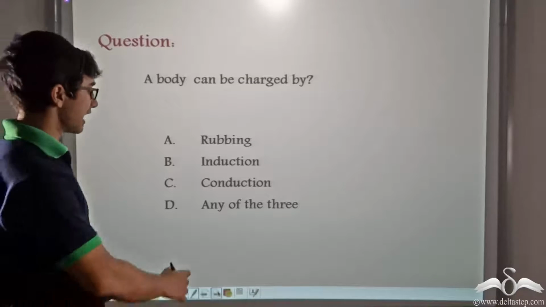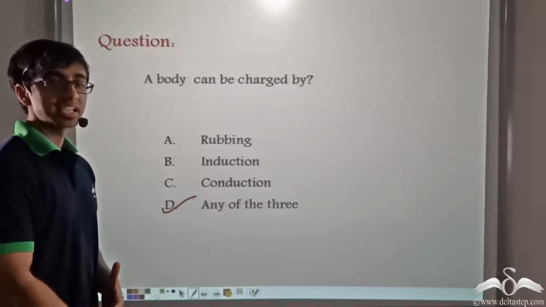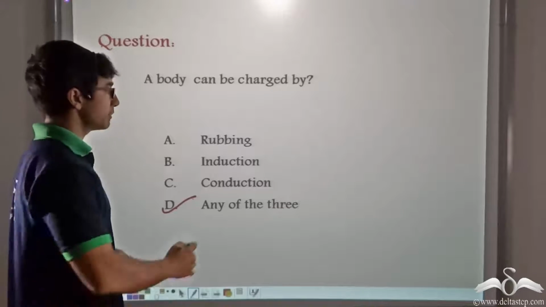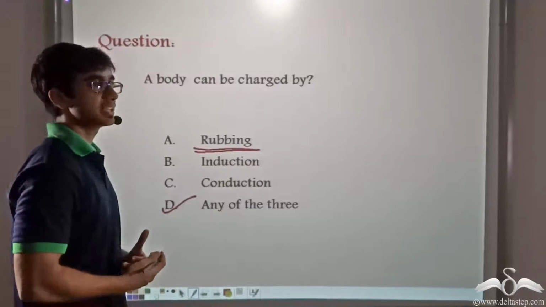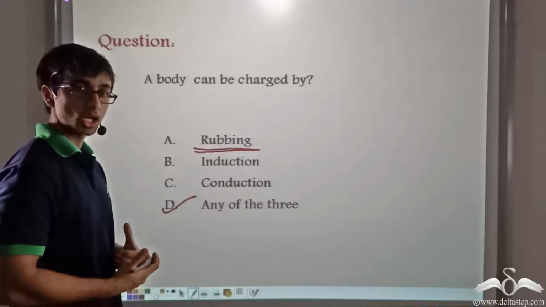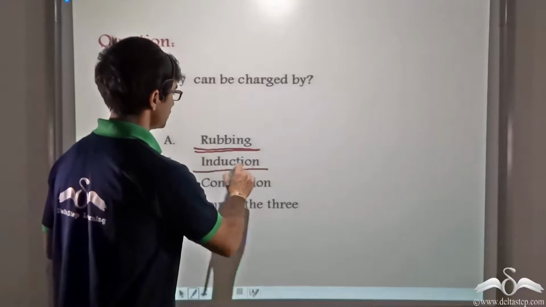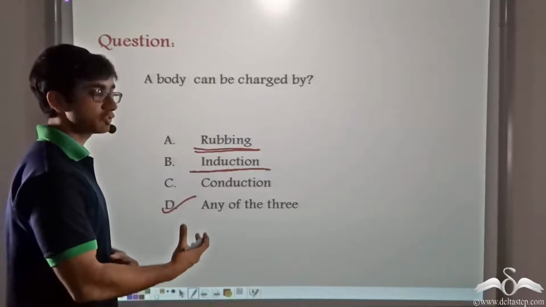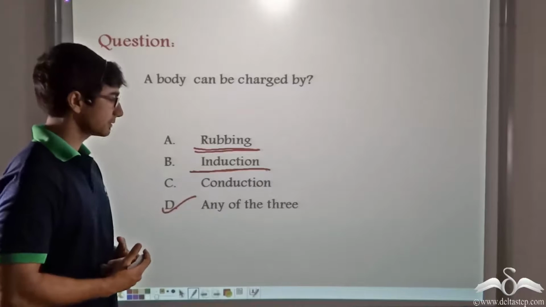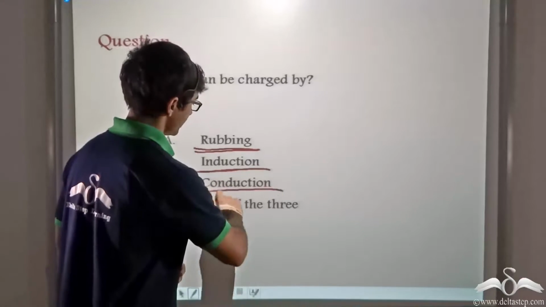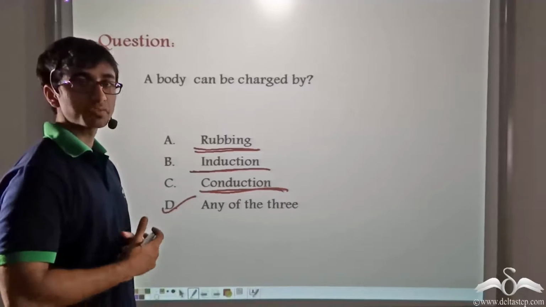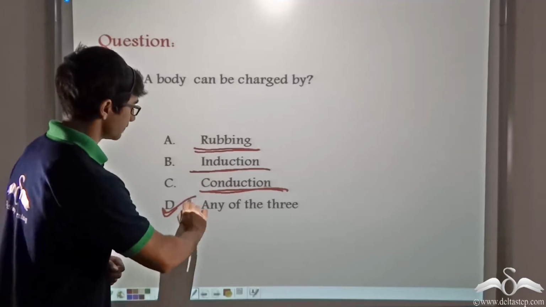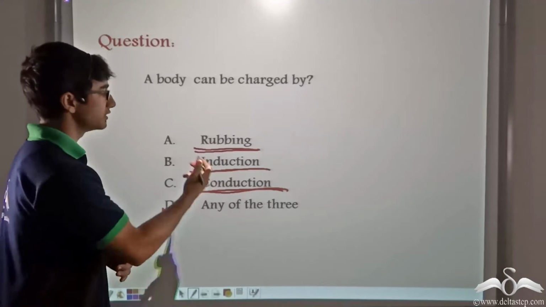The correct answer is any of the three. Why? Because in our previous discussions, as well as in this discussion, we have learned that we can charge a body by rubbing, as we saw, let's say, in the example of the glass rod and silk cloth. A body can be charged by induction, that is, when we bring a positively or negatively charged rod in front of a neutral body, charge separation takes place. And we also saw that a body can be charged by conduction by the transfer of electrons between them. So the correct answer is any of the three, because a body can be charged by any of the three methods.